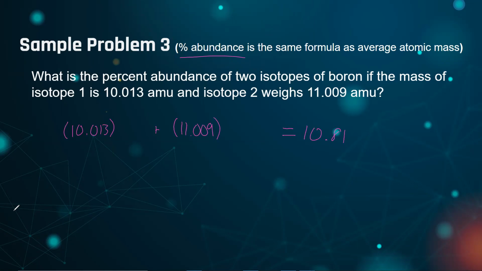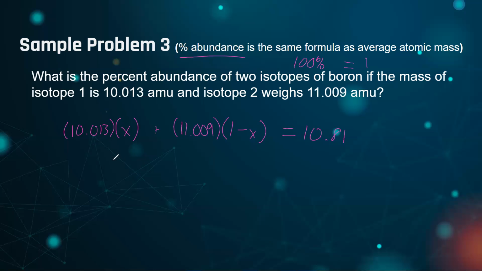Okay, so we need to multiply those by their percent abundances, which we don't know. But what we do know is that if there's only 2 isotopes of boron, those percent abundances have to add up to 100%. If we write 100% as a decimal, that is the number 1, which is good for us because that means we can represent one abundance with x, and the other with 1 minus x. Now we have a formula that we can solve for x. So how are we going to do that? Well, we have to multiply some things out and combine like terms.